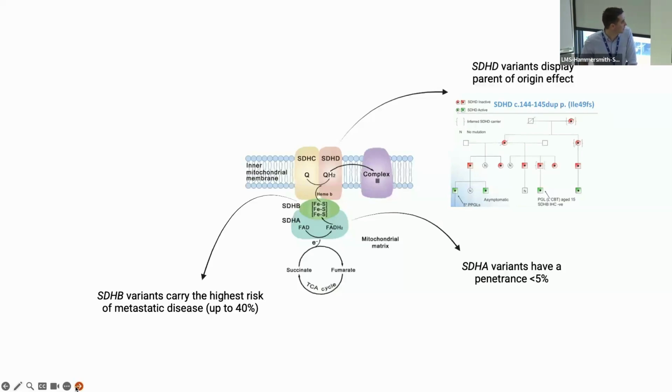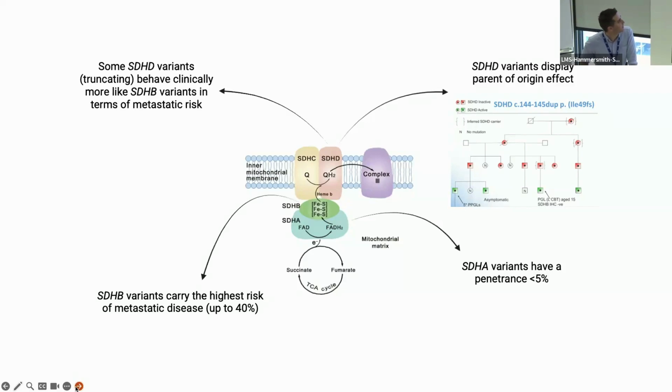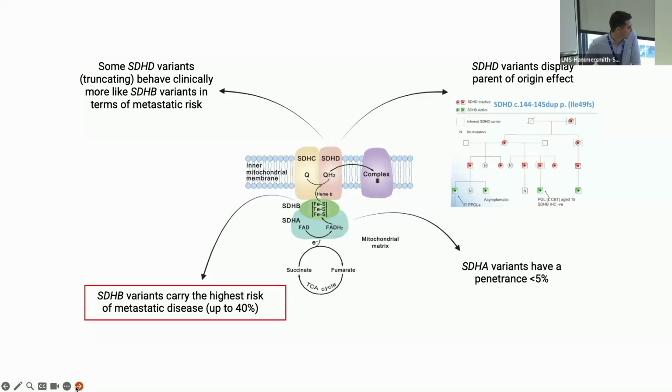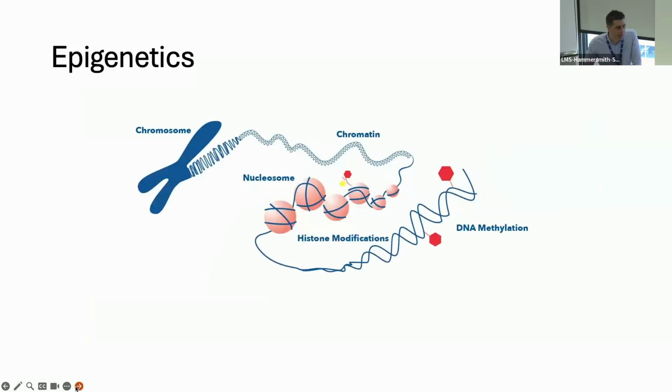I spoke about the difference in metastatic risk. So there are some reports that say SDHB variants carry a metastatic risk of up to 40%. That's likely an overestimation. And then even within SDHD variants, there are these truncating variants that tend to behave more like an SDHB in terms of metastatic risk. A lot of these questions are unanswered or partially answered. I'm going to talk about the difference in metastatic risk for the purpose of today's talk. And we think that some of the answers to these questions lie in the epigenetics of these tumors.